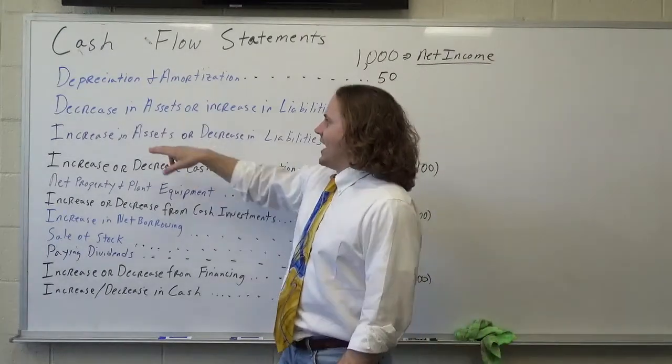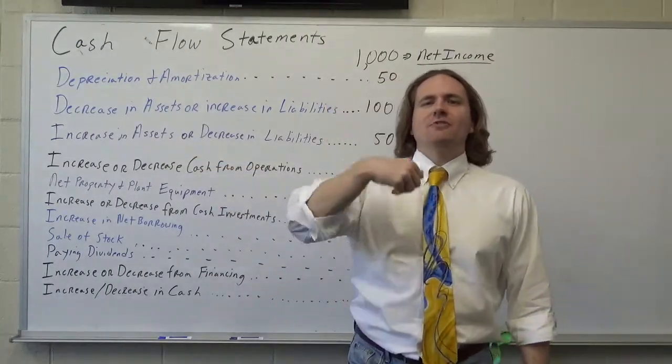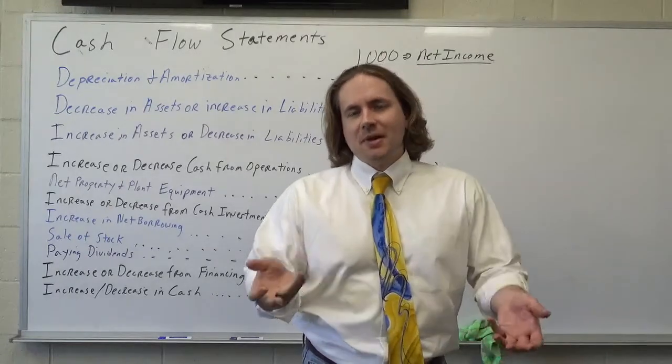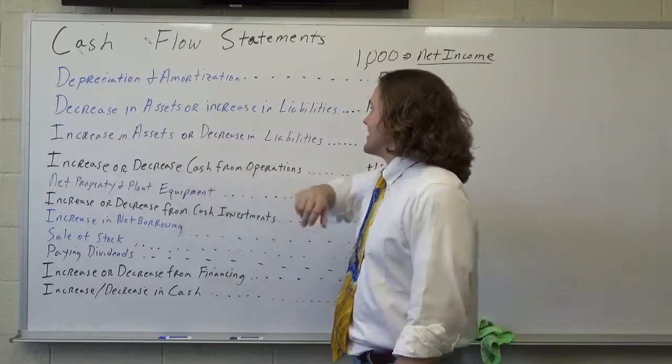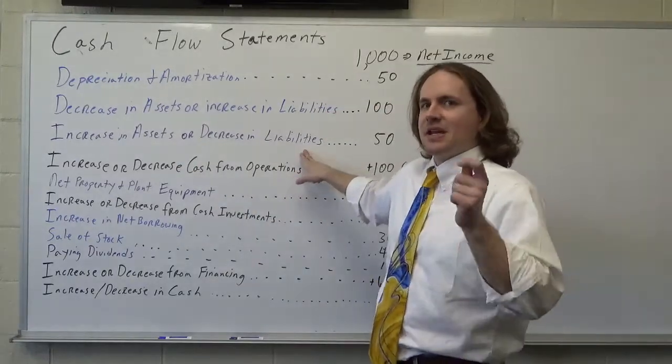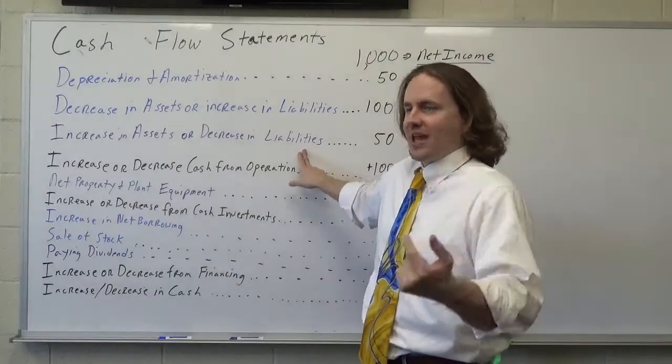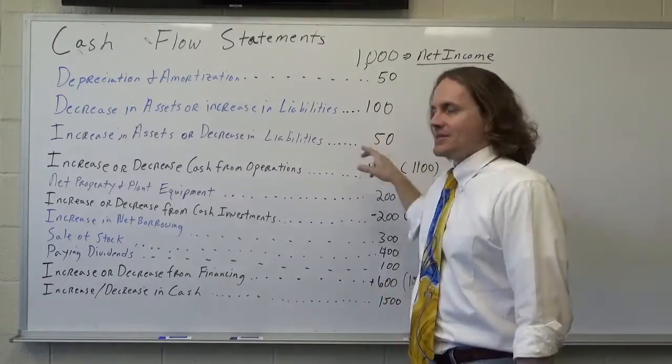And flip side, an increase in assets. You have bought stuff, like let's say you're making sweaters again, you've bought some wool. So that's an increase in assets. Or a decrease in liabilities, in other words, you've paid off debts with cash, and therefore that's a decrease.